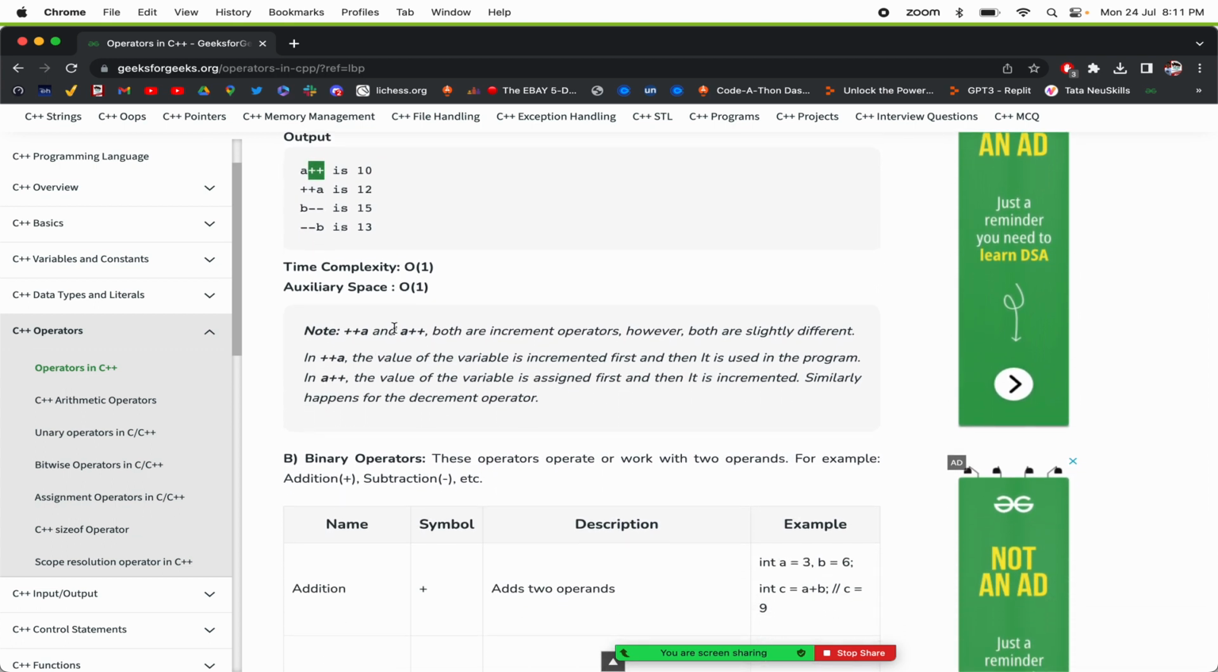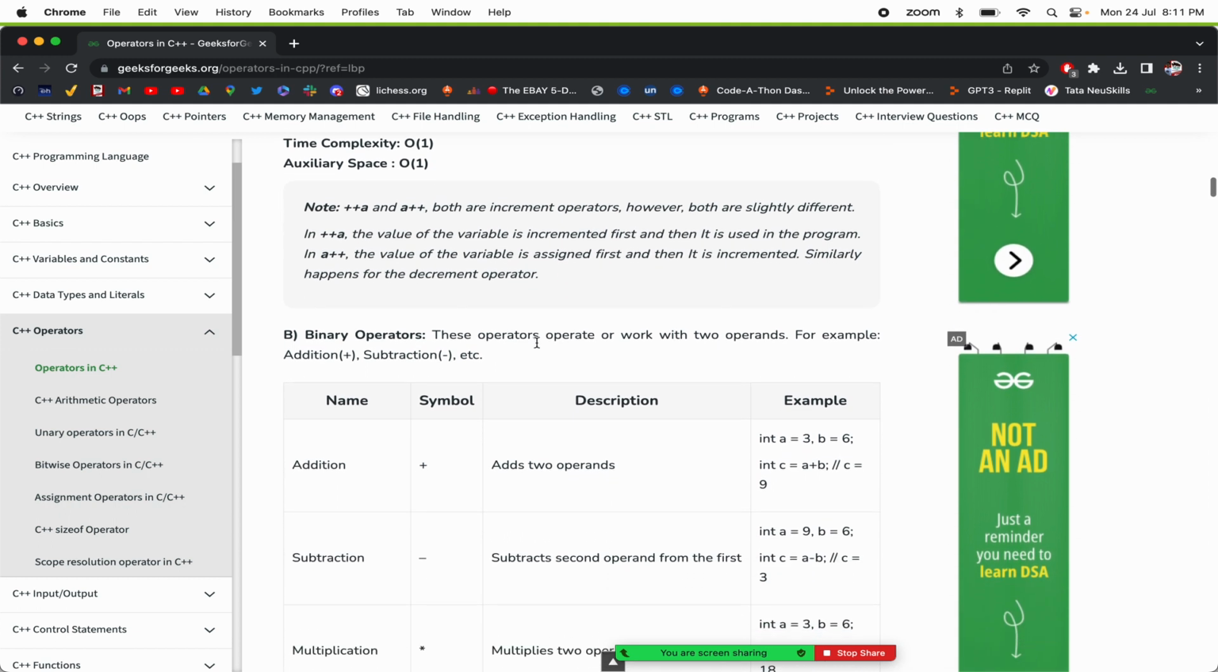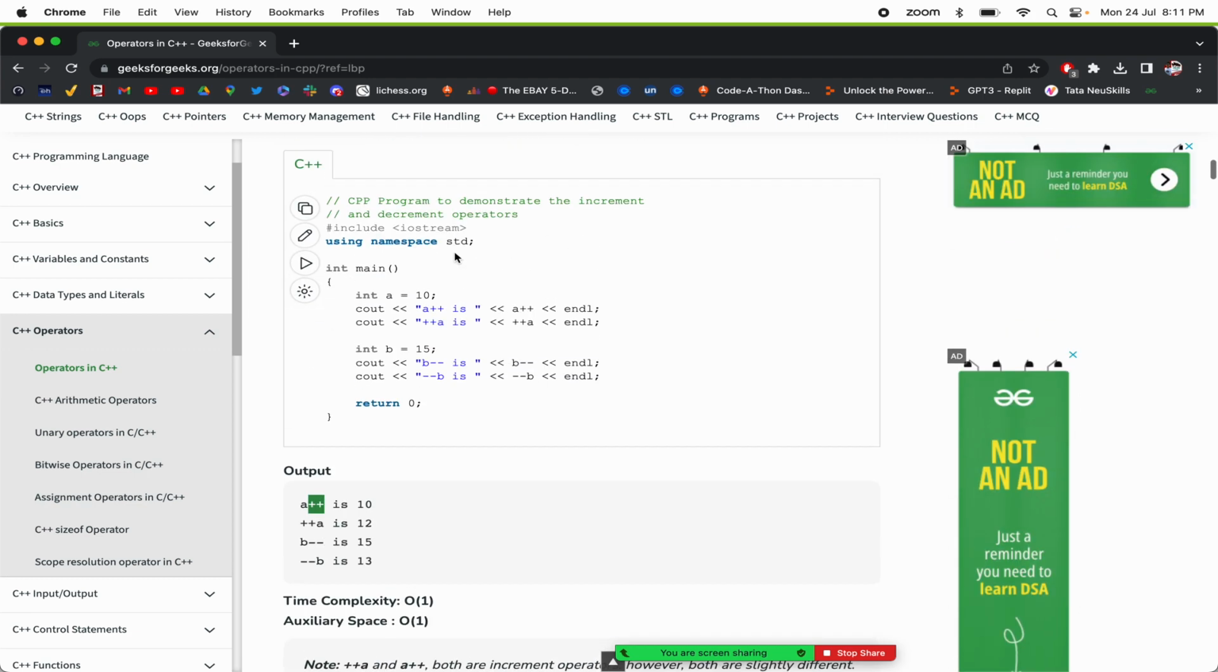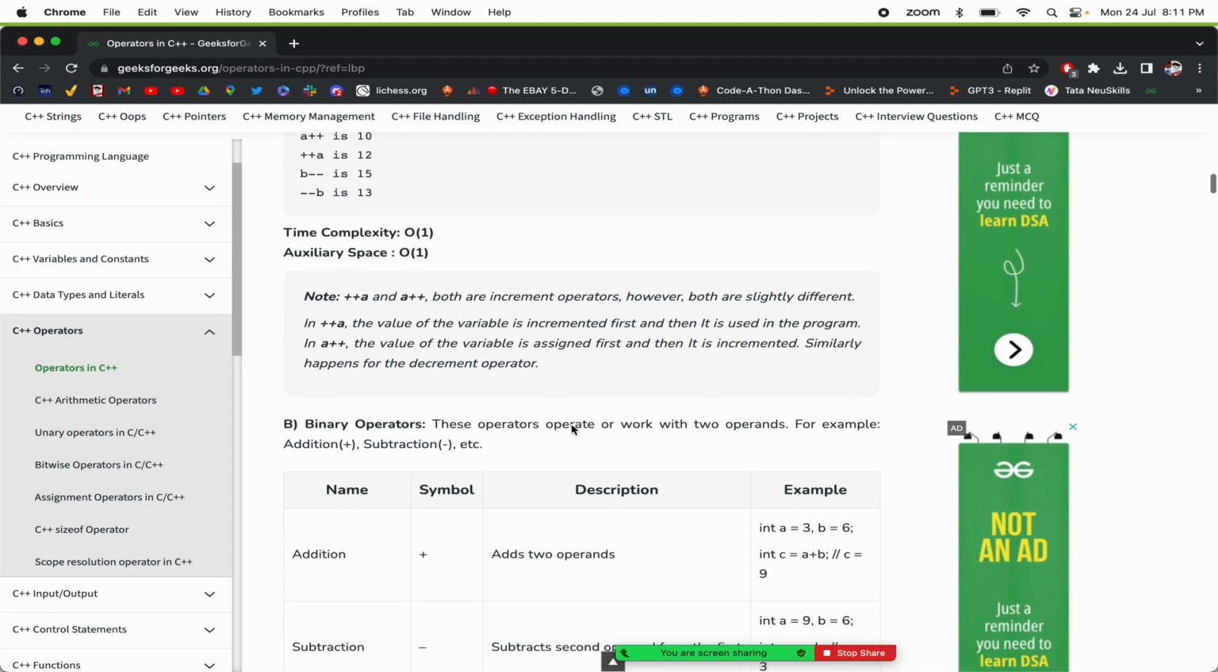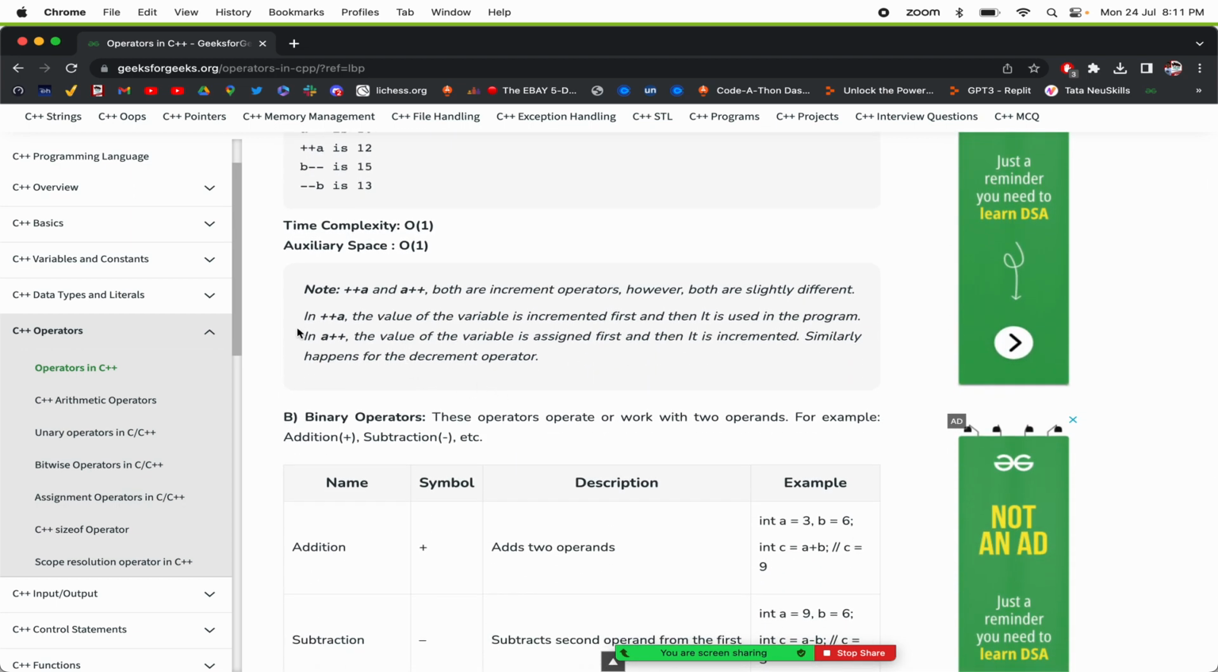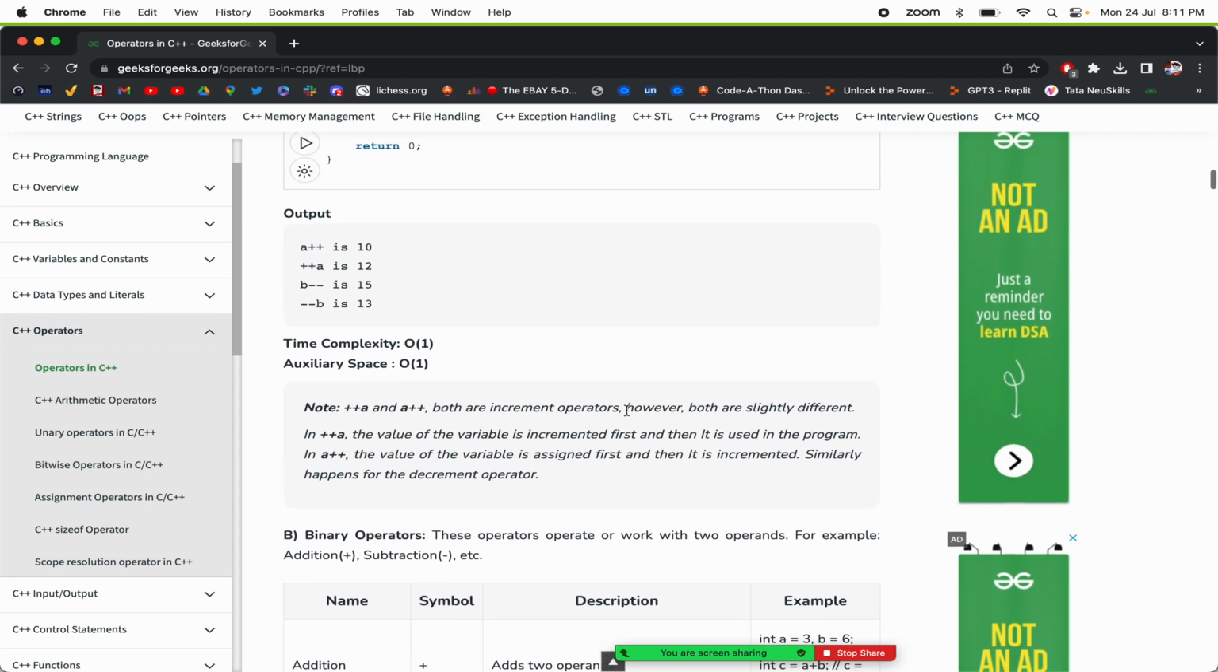Alright, so pre-increment (++a) and post-increment (a++) are both increment operators, however both are slightly different. In ++a, the value of the variable is incremented first and then it is used in the program. In a++, the value of the variable is assigned first and then it is incremented.